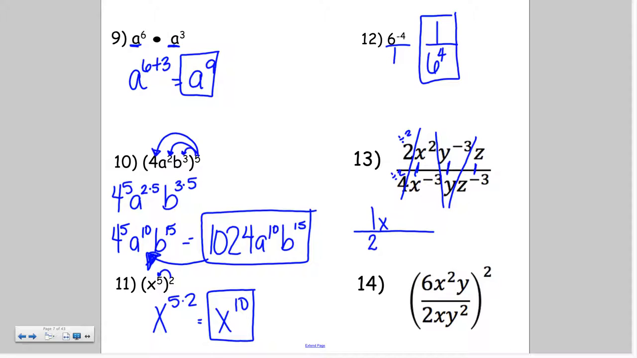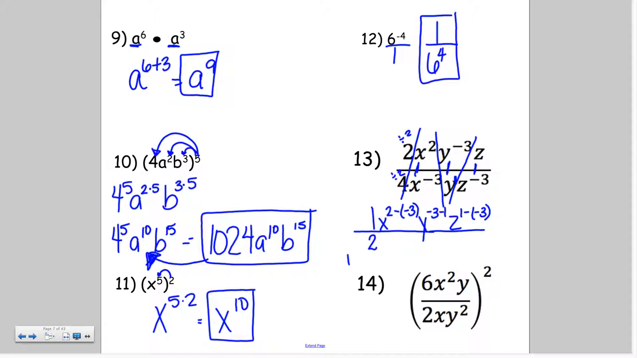So I'm going to have x, and then 1 on top goes first, so 2 minus a negative 3, y to the negative 3 minus, I didn't mean to put that parenthesis there, hang on a second. Minus 1, because if there's not an exponent there, there is a 1. And then z to the first minus a negative 3. All right?